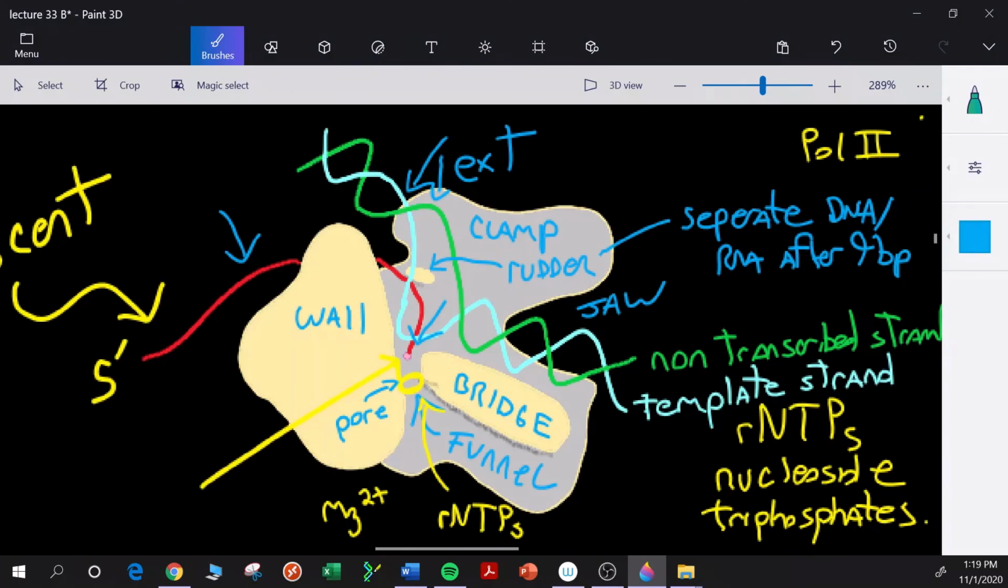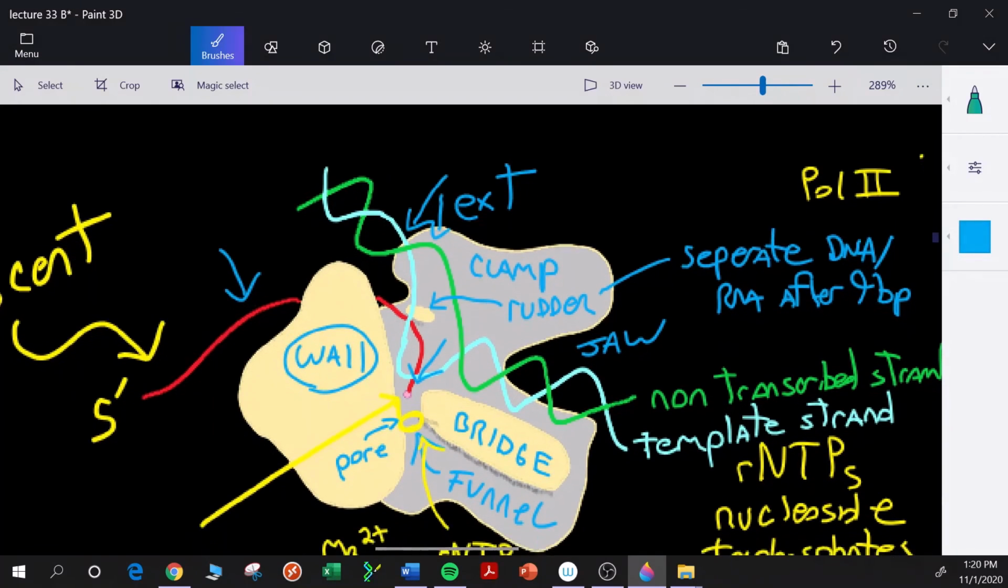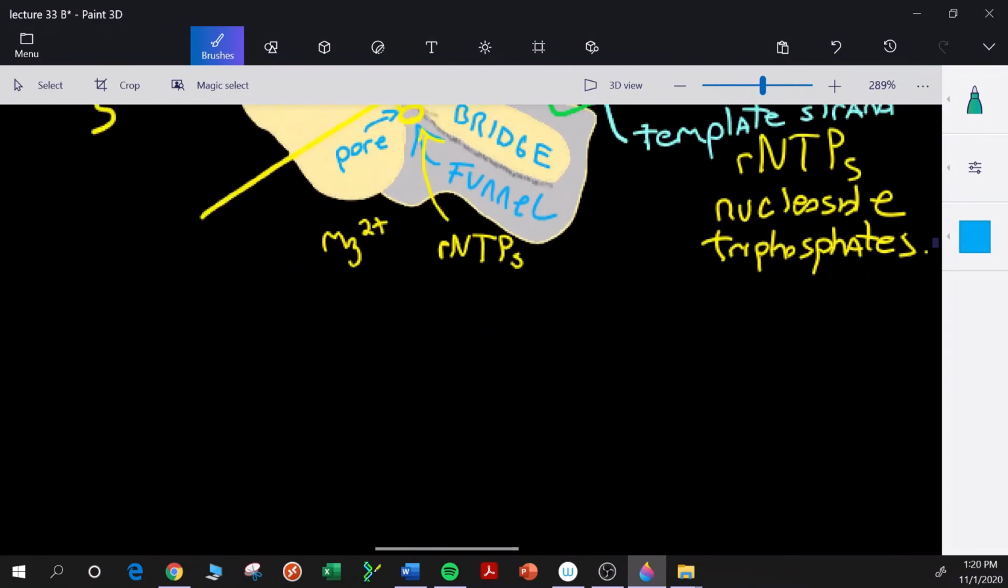Another interesting thing is this wall here. Because of the wall and the way the DNA enters the RNA polymerase, the DNA is said to make this sort of 90-degree angle in RNA polymerase 2, and that may be important for orienting the DNA template inside the catalytic site, so the appropriate NTP can be added to the end of the nascent RNA. Okay, so that's it for the structure of RNA polymerase.